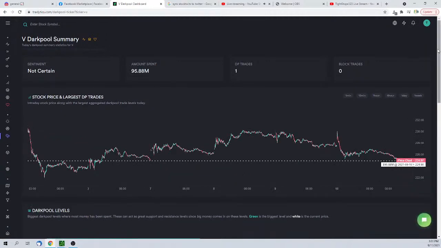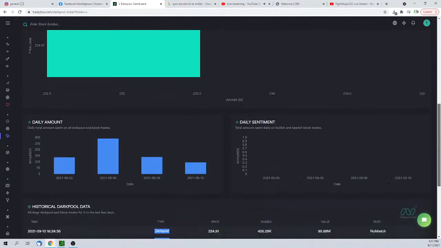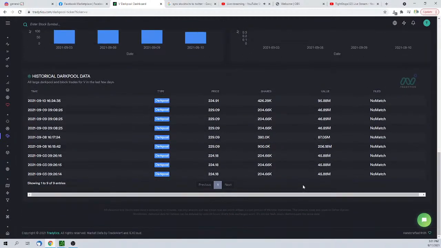They're probably gone now, and he's got to fix that too, I think, so they stay on here longer. But yeah, the 831s aren't on here. So at 224.18, on September 3rd, you had 150 million in dark pool. I mean, that's going to get my attention.